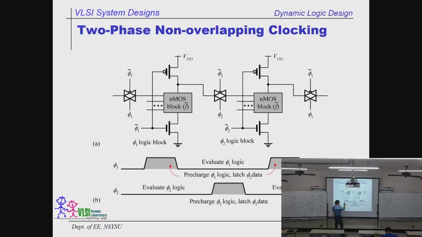And check this out. They have the same period, but different duty cycle. They are not 50-50 duty cycle. So the duty cycle of these two clocks is not 50-50.